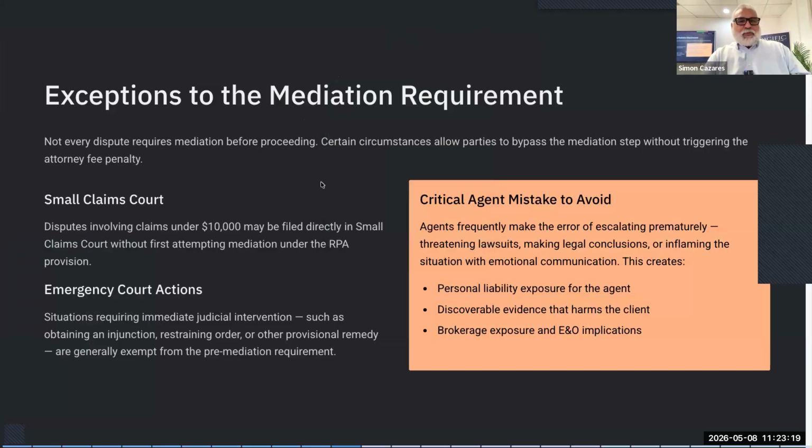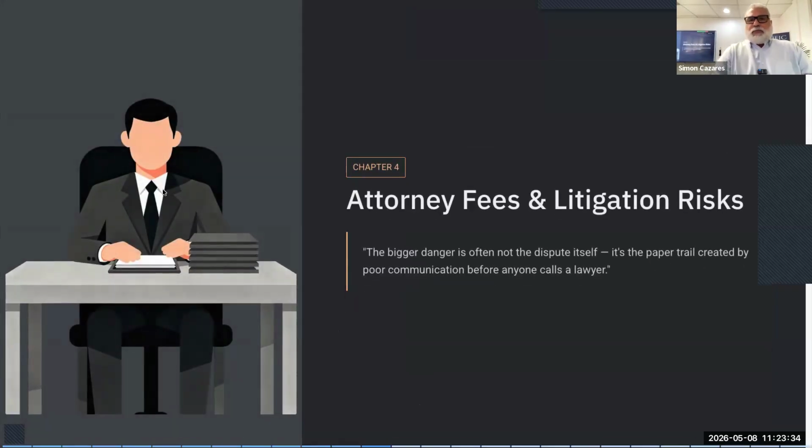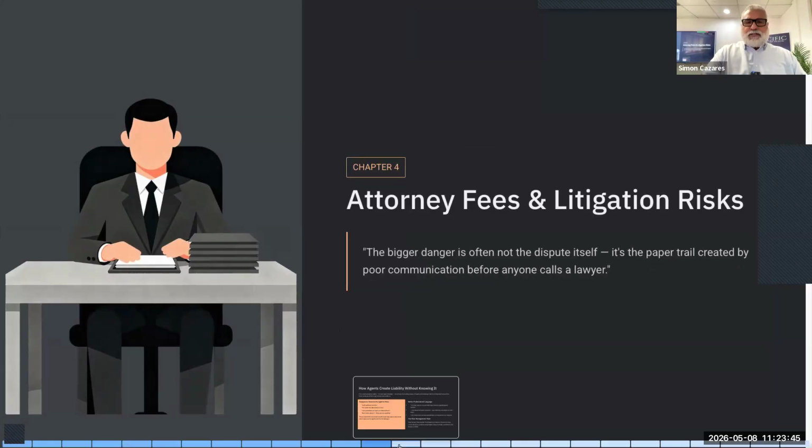Emergency court action: situations requiring immediate intervention, such as obtaining an injunction or restraining order. I mean, that's if it's super, super crazy. But again, most of them can be resolved through mediation. Attorney fees and litigation risk. The bigger danger is often not the dispute itself, it's the paper trail created by poor communications before anyone calls a lawyer, right? So let's dive into that quickly.